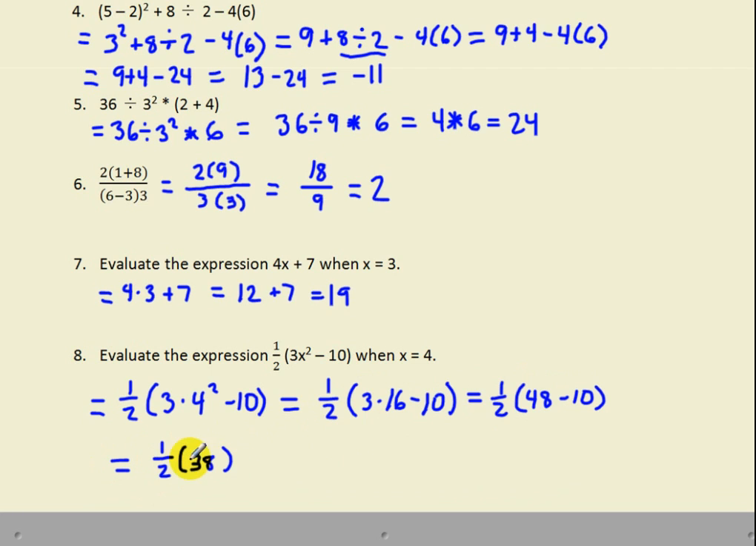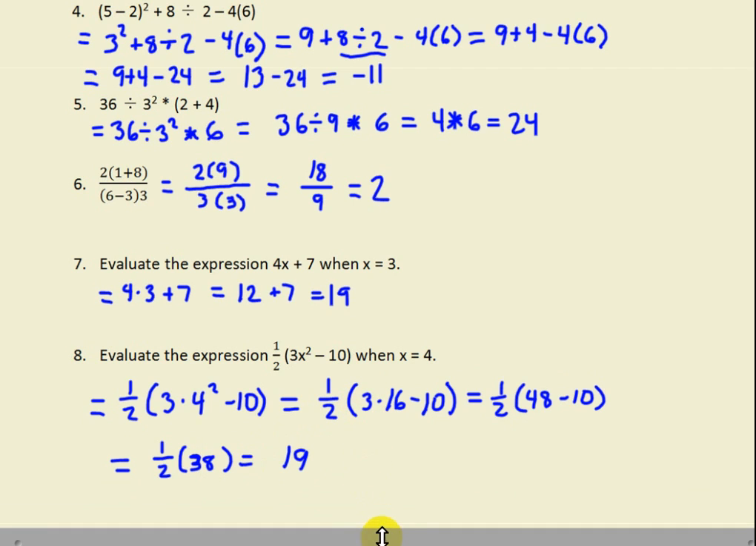And finally we can take 1/2 times 38, or in other words 38 divided by 2, and get our final answer of 19. So there you go with applying order of operations. Be very careful with this and make sure to follow the prescribed order. Good luck.